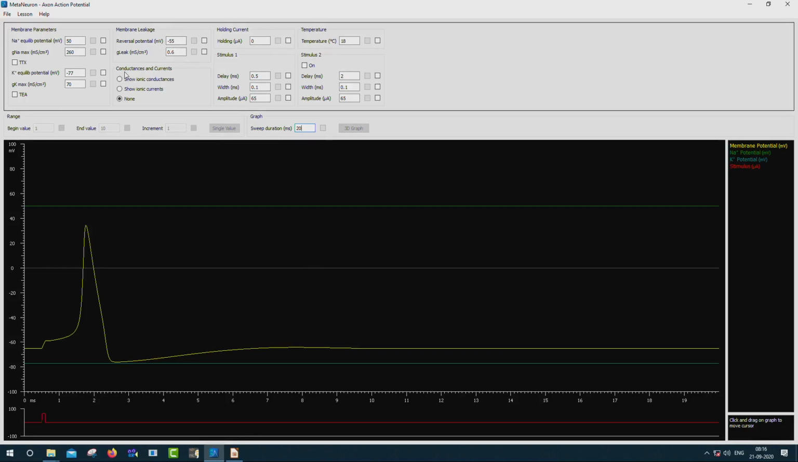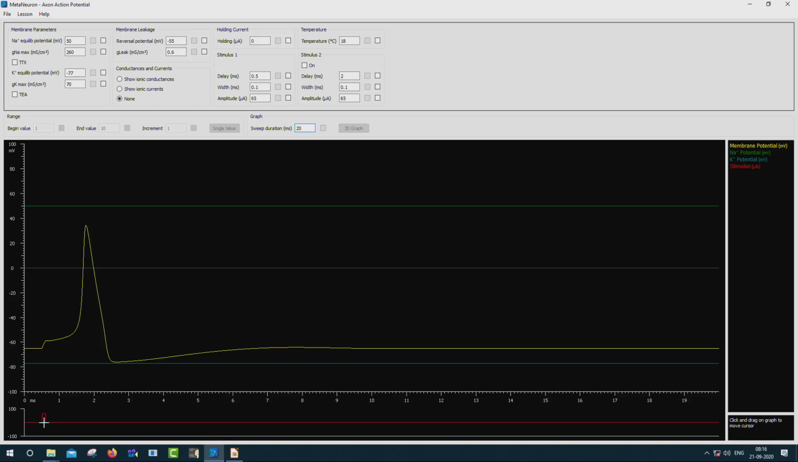Right now we can also show the ionic conductances and the ionic currents. We're doing none of that right now. We're just showing the membrane potential as it changes, and the holding current we're not changing. This is stimulus 1. It's on right now, and there's a delay of 0.5, so it starts 0.5 milliseconds from the beginning of the sweep. Its width is 0.1 milliseconds, and the amplitude is 65 microamps.